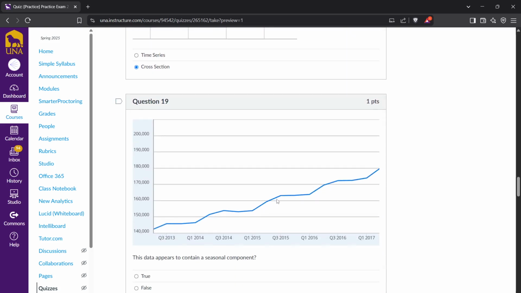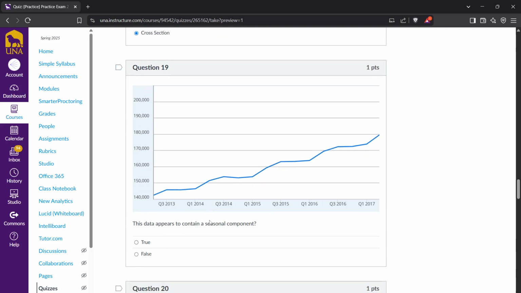This looks like a time series, and sure enough, we can see the horizontal axis label. It is a time series. This data appears to contain a seasonal component, question mark? I'm going for true. I see some wibble wobble here, some sinusoidal, not necessarily sinusoidal, but it's a fun word. I see some shape to it where it has a periodic up and down. Yeah, I'd go for that.